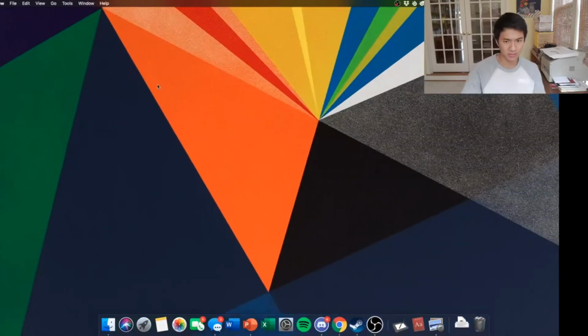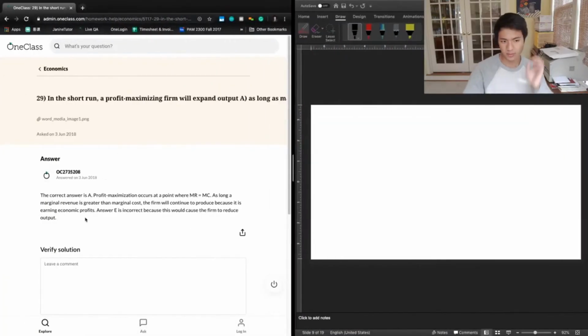And let's take a look at the previous tutor's answer. The previous tutor also said A, profit maximization occurs at a point where MR is equal to MC as long as marginal revenue is greater than marginal cost. The firm continues to produce because it's earning economic profit. And answer E is incorrect because this would cause the firm to reduce output. And so, yeah, this is a great answer choice.